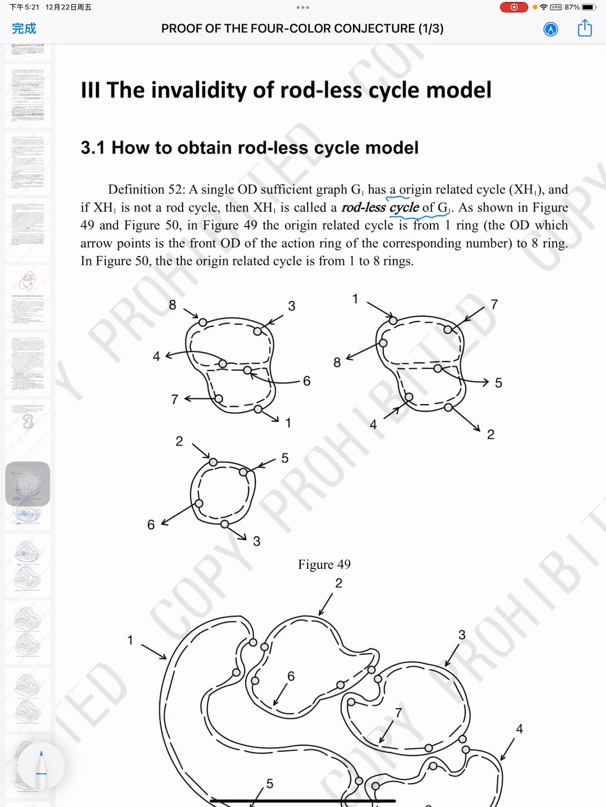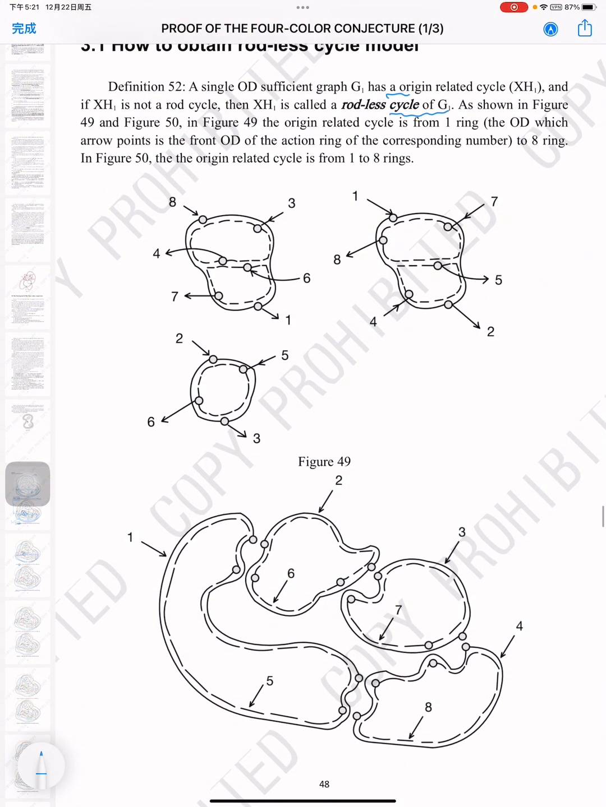49 and figure 50. In figure 49, the origin-related cycle is from one ring, the OD which the arrow points to is the front OD of the action ring of the corresponding number, to 8 ring. In figure 50, the origin-related cycle is from 1 to 8 rings. So, for example, in figure 49, the first action ring is 1, this one, and the second is this one, and the third is this one, and so on.